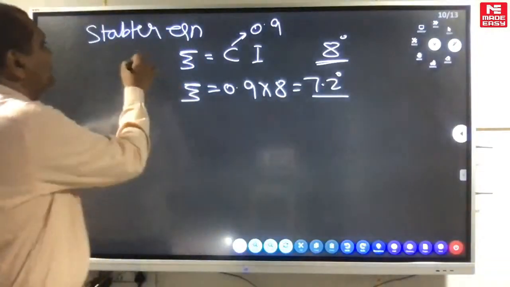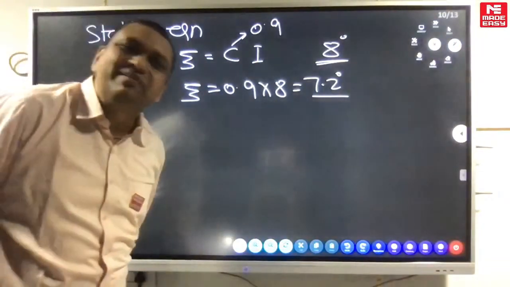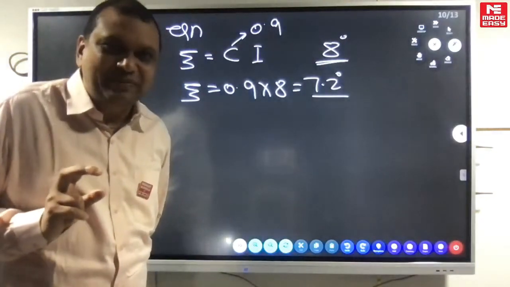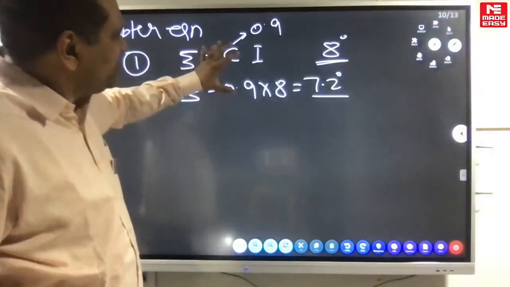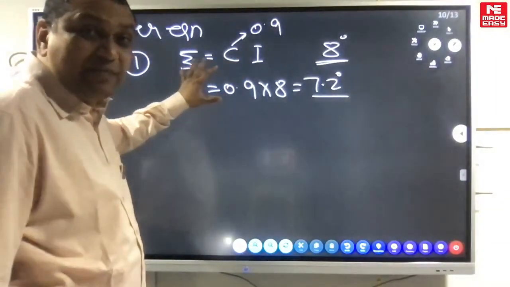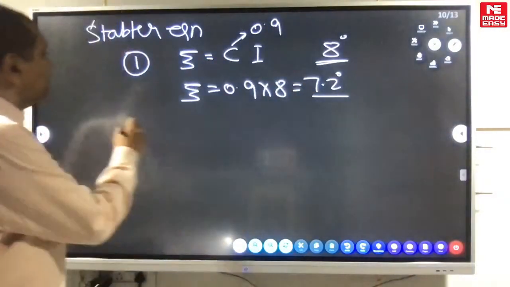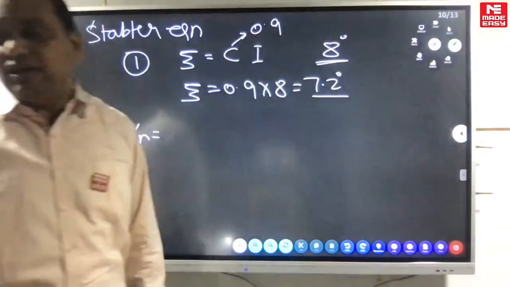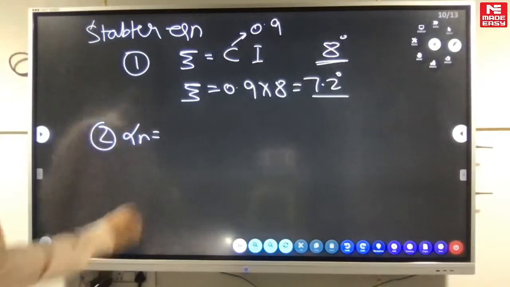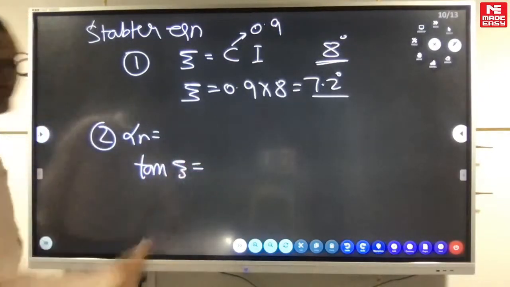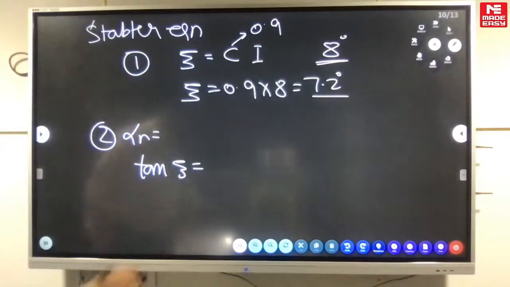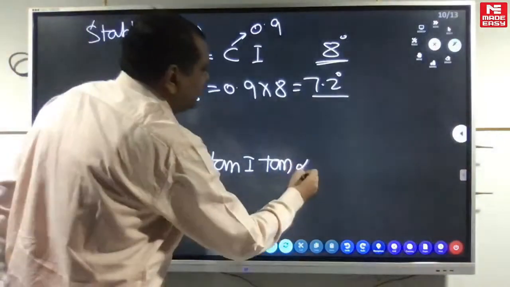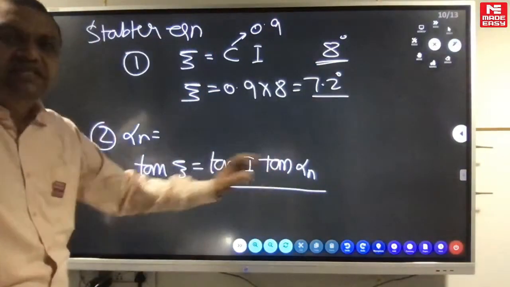This is the first version of the Stabler equation. There is a second version of the Stabler equation also, but what I feel is that in GATE, the question will appear from this section. If the actual question appears, it will be the simple Stabler equation. But if the normal rake angle is given to you, then tan zeta is nothing but tan I plus tan alpha n. I will be using this equation.